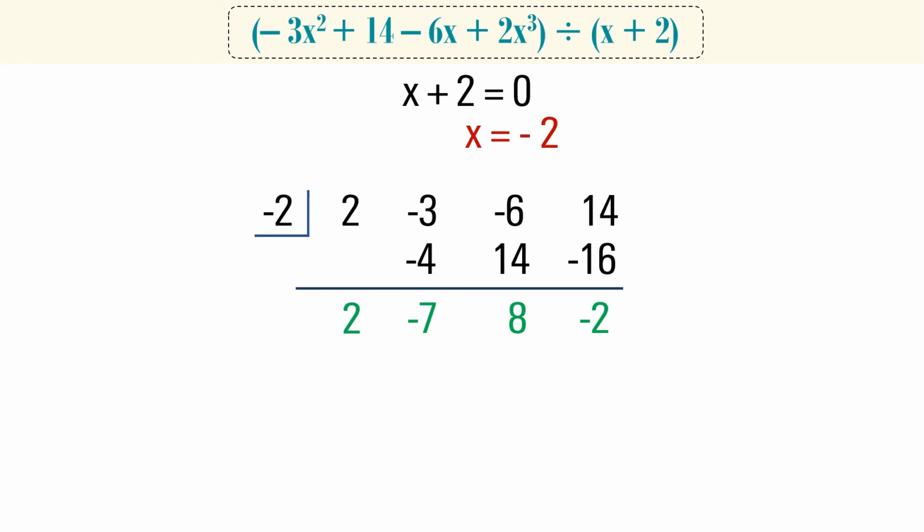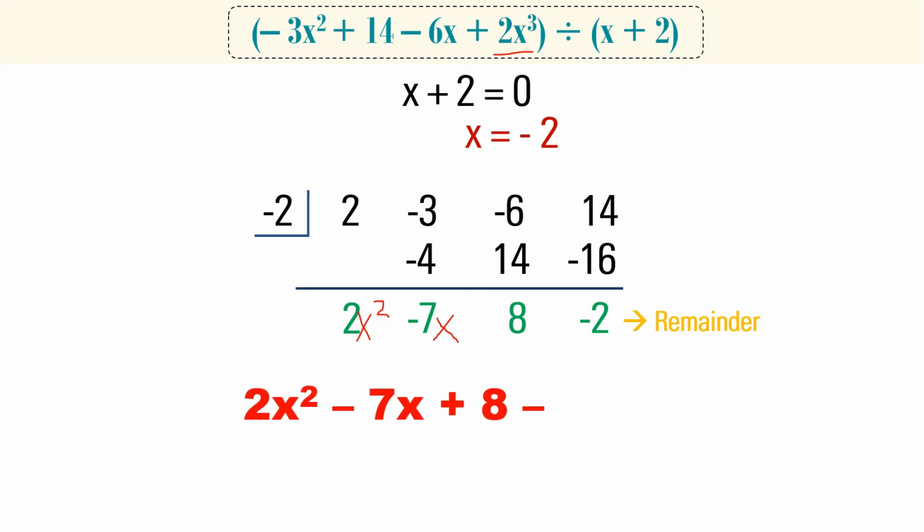So, here are the coefficients of our answer. Let's go back to the polynomial. Look for the highest degree. We have 2x cubed. So, we just have to subtract the exponent. 3 minus 1 is 2. Therefore, the exponent of our first term will be raised to 2. Again, the exponent of your quotient must always be 1 less than the highest degree. Then, negative 7 will have a variable x raised to 1. 1 must not be written anymore. Then, 8 must have x raised to 0, and we do not write the variable anymore if it is x raised to 0. And negative 2, of course, is the remainder.